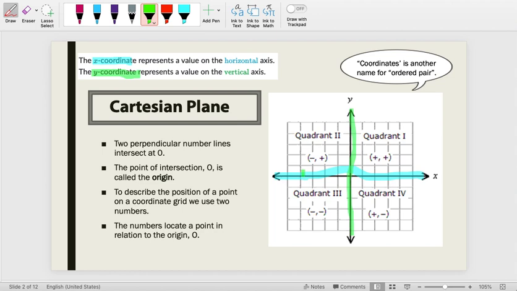And so these are two perpendicular lines. They intersect at 0. 0 is our origin. So right here in the middle, that's our 0. That is our origin. And so all positions are described from the origin. So you get these coordinates, or ordered pairs, and your coordinates are going to be where it is in reference to the middle, the direct middle, the intersection of the lines.